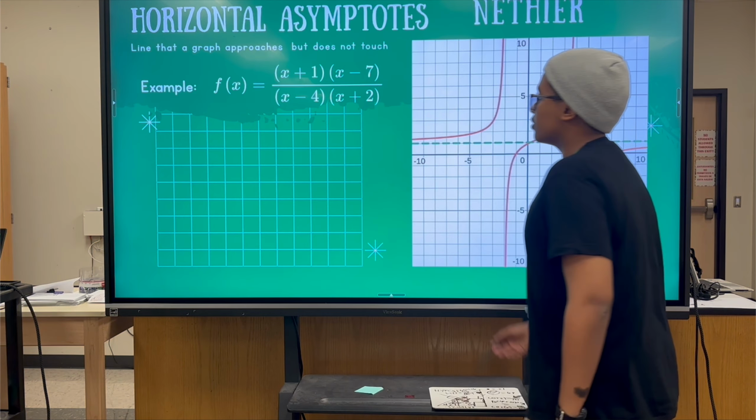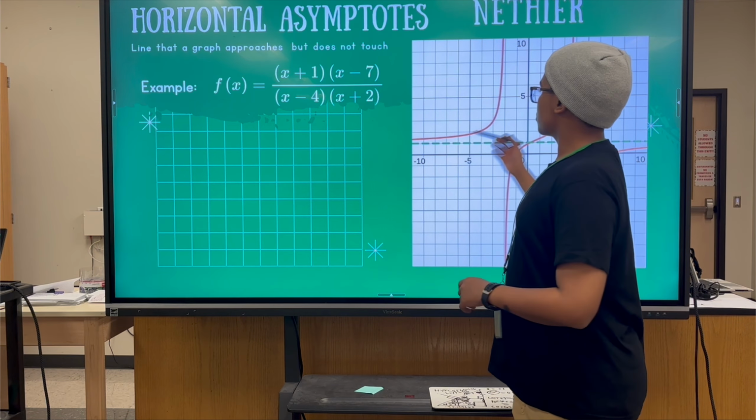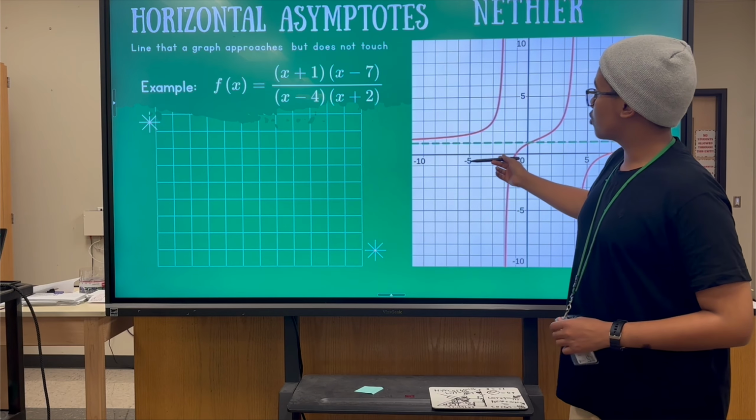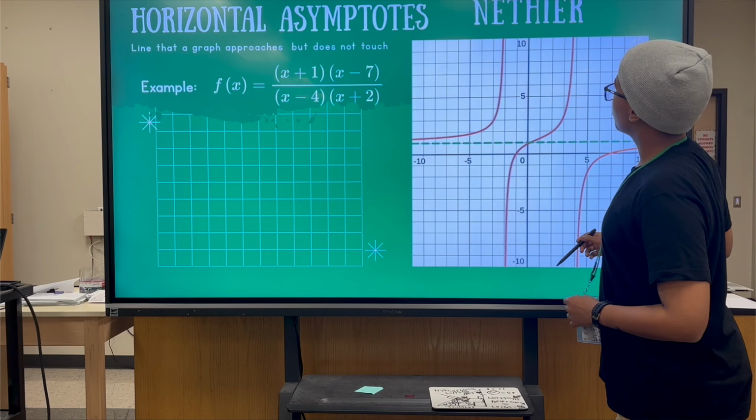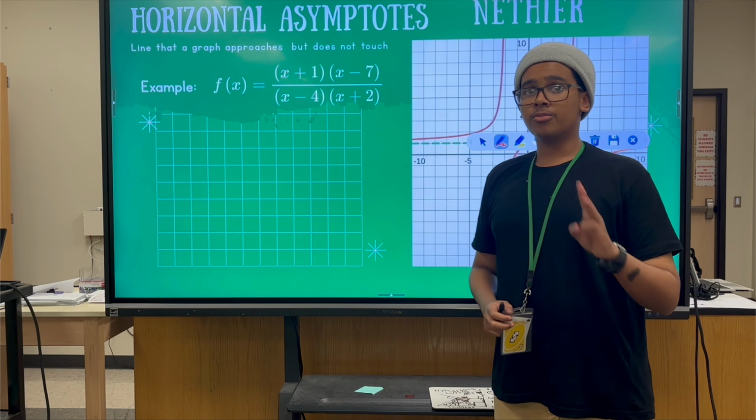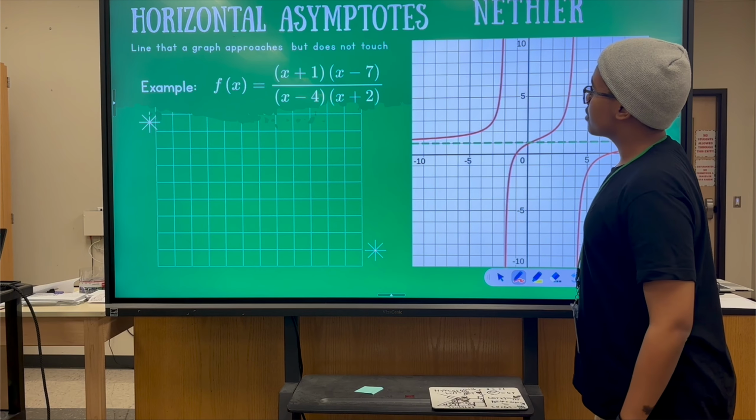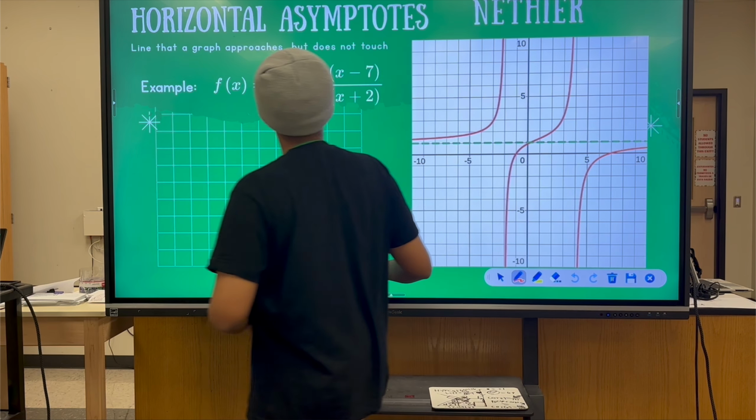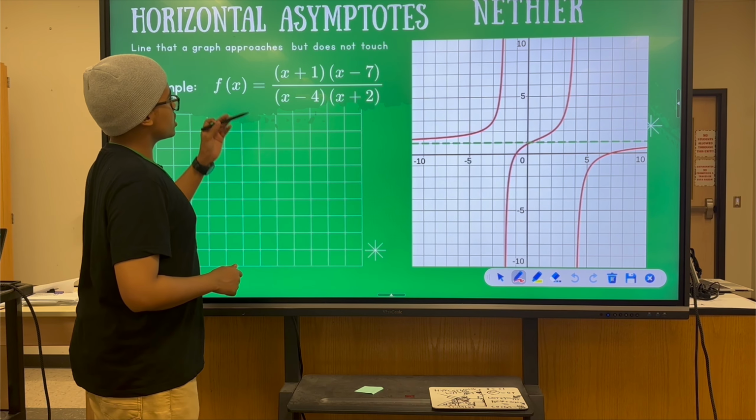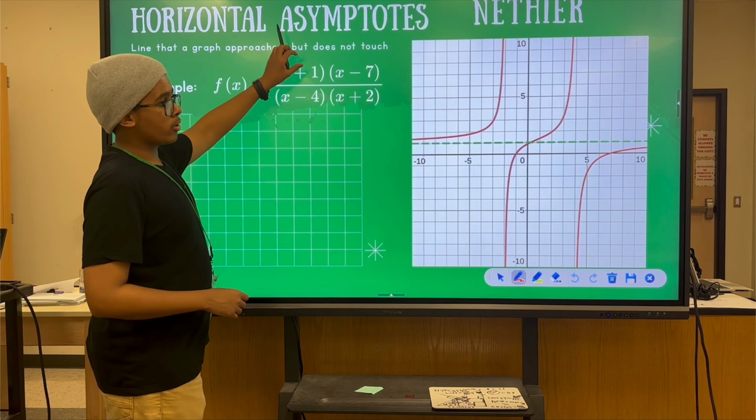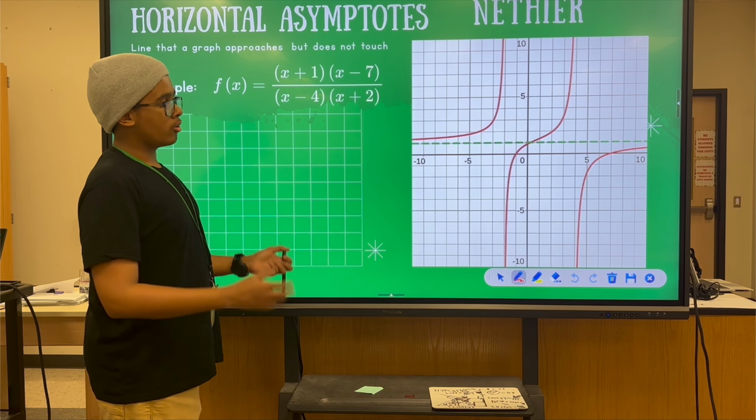Alright, so now we're dealing with horizontal asymptotes. Horizontal asymptotes are basically horizontal lines which the graph seems to approach, but it never actually touches. So we're going to deal with one of the scenarios regarding the horizontal asymptotes. There's a total of 3 scenarios: proper, improper, and neither. When we're dealing with a neither, what that basically infers is that the maximum power for one specific term on the numerator and the denominator are equal.